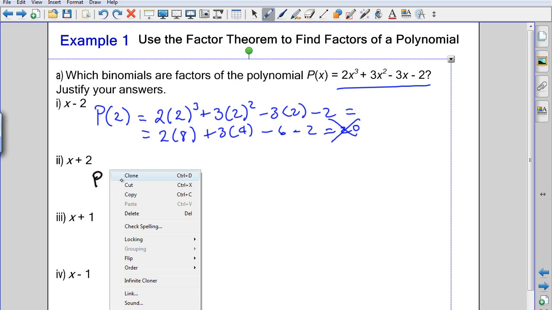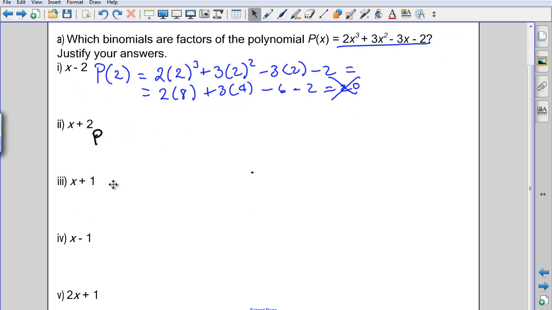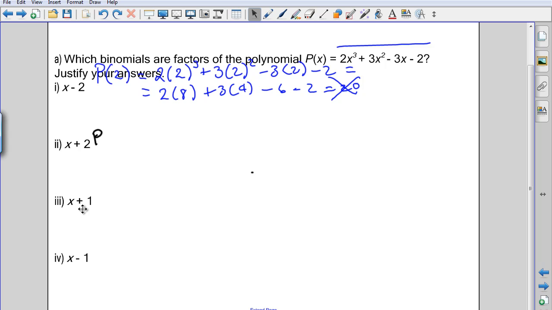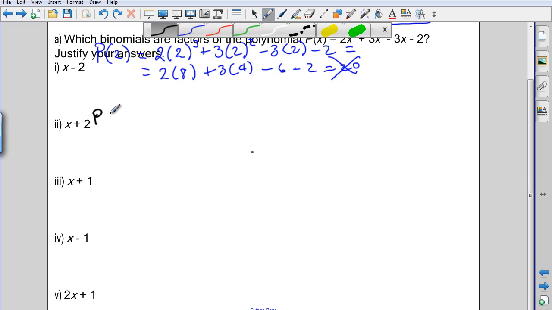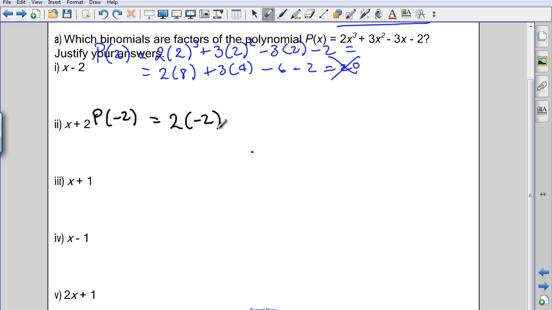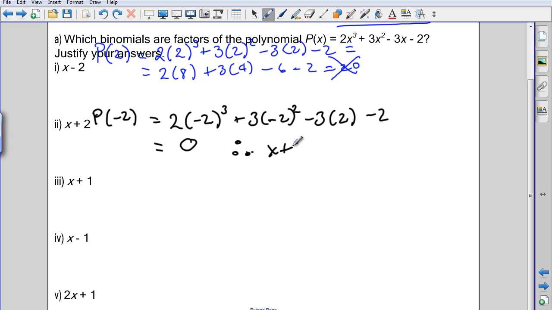Let's try p at negative 2. And we will repeat once again, this time with negative 2. And once we do the quick math, this term does simplify to become 0. So this is a great time for us, because we can now say that therefore x plus 2 is a factor.